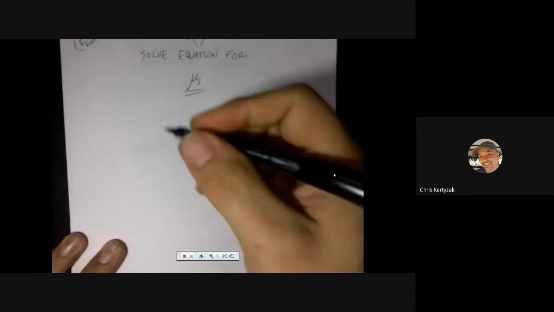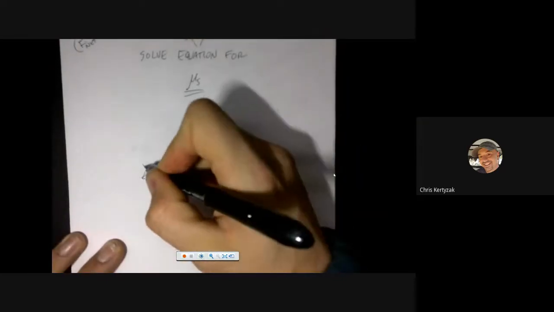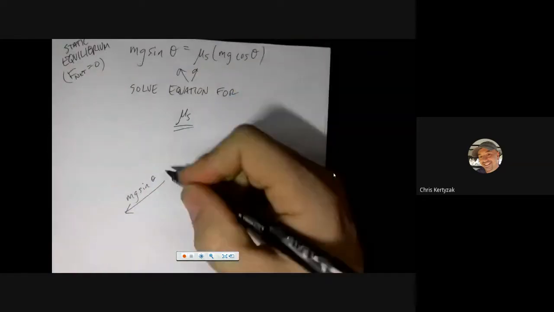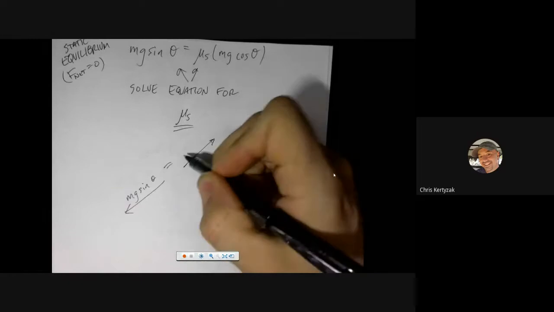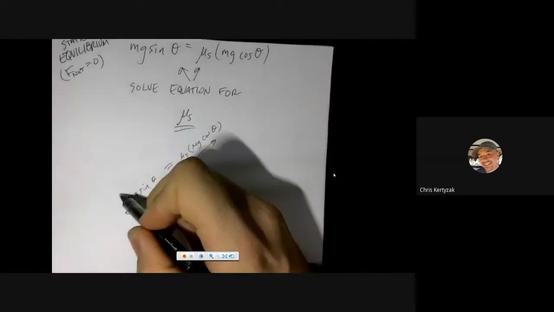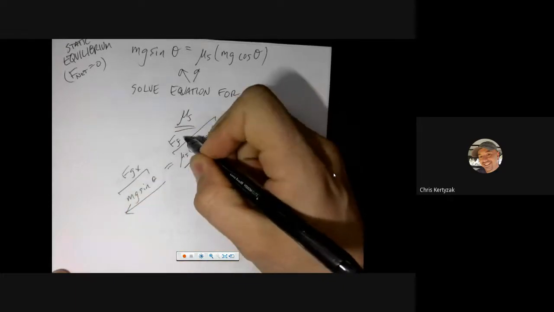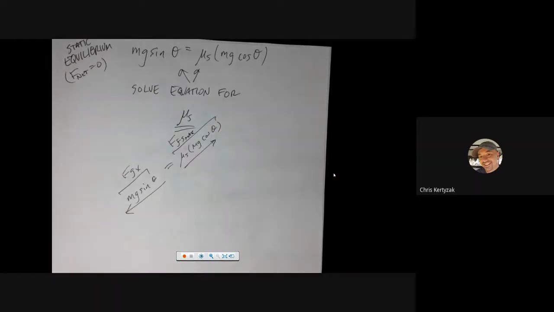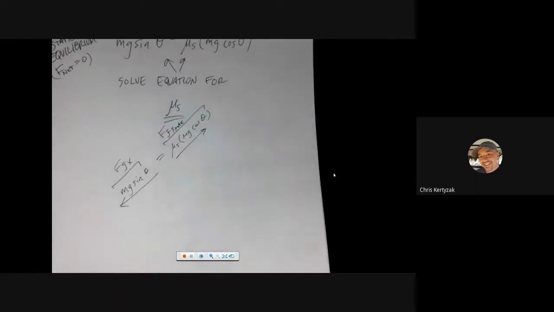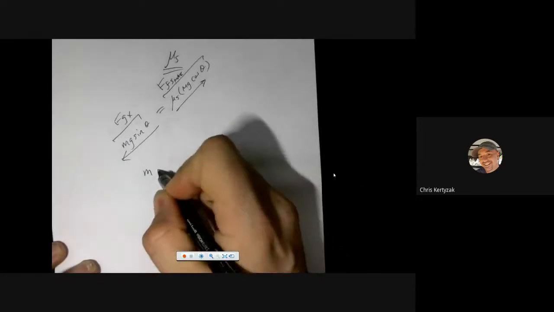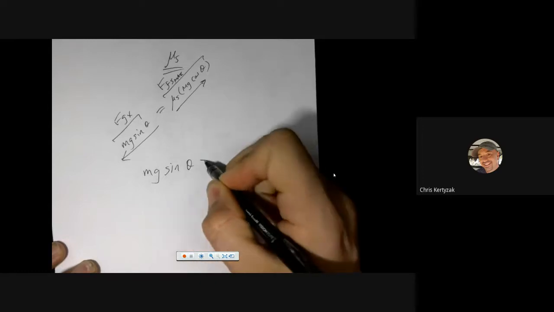We had down the ramp was mg sine theta equal to up the ramp, which is mu s times mg cos theta, where the left side represents Fgx and the right side represents the static friction force. Technically, the maximum, it's been maxed out. That's the assumption. You've maxed it out. So they're equal. All right, so then we write that logic into a mathematical equation.